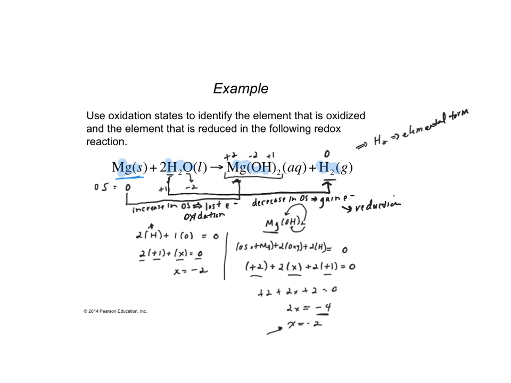Okay, so increase in oxidation state is oxidation. Decrease in oxidation state is reduction. And so here, what was oxidized? Well, magnesium.